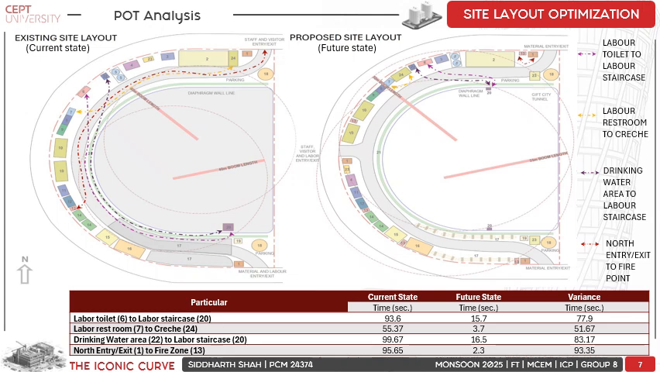The variance in that came out to be 77.9. As you can see, the change is very drastic, and similarly the most commonly travel paths which were observed on the site were optimized.